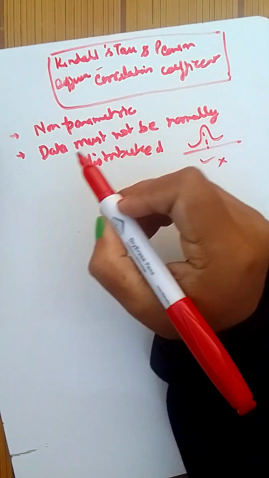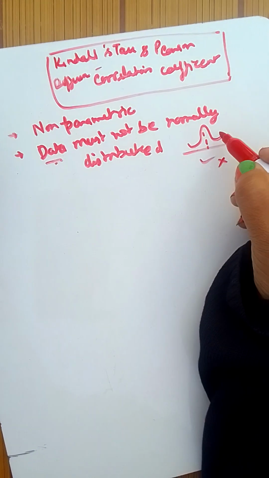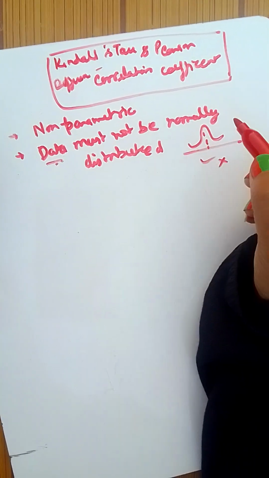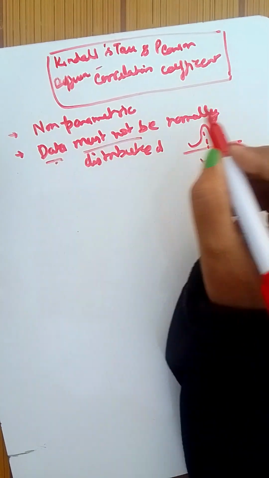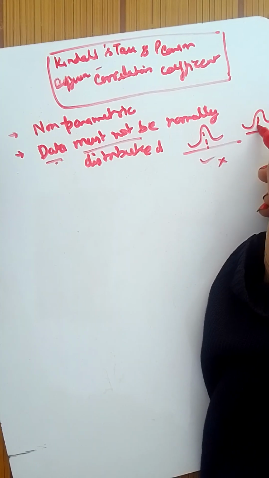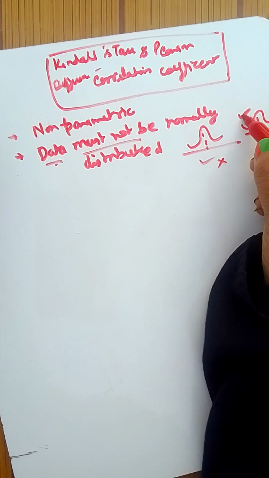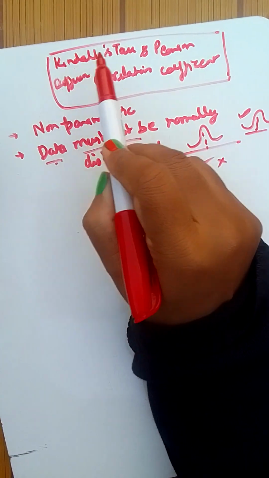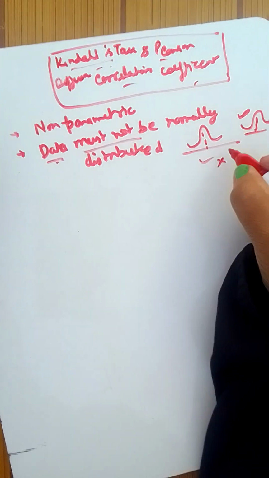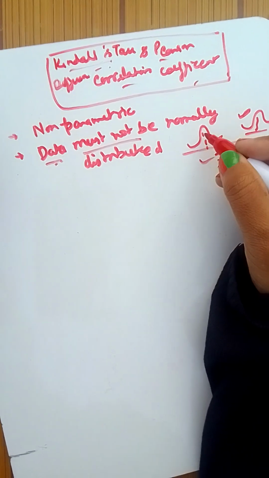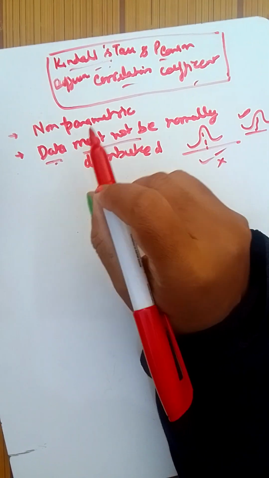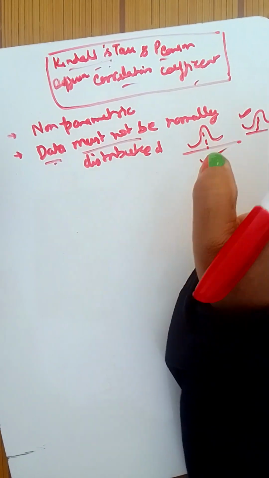So the data should be such that the graph should not come as a normal distribution. It may come like this, but it is not necessary that the graph should come like this only, when we use Kendall's tau. In Pearson correlation coefficient, it is compulsory that the graph should come normally distributed. But in Kendall's tau, it is not necessary.